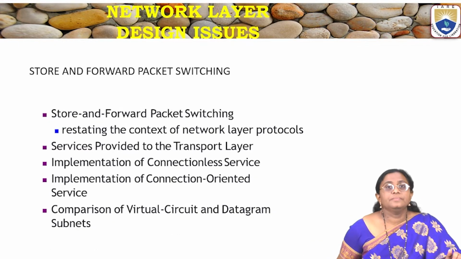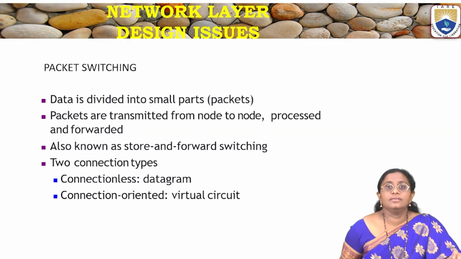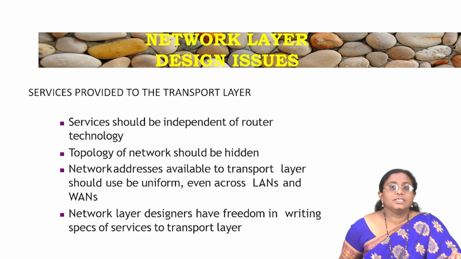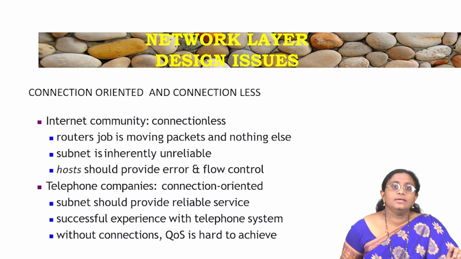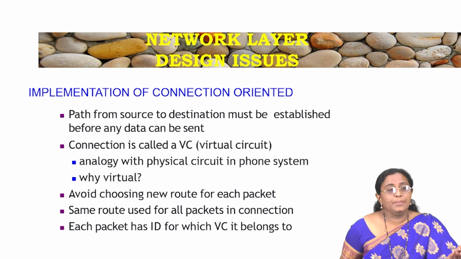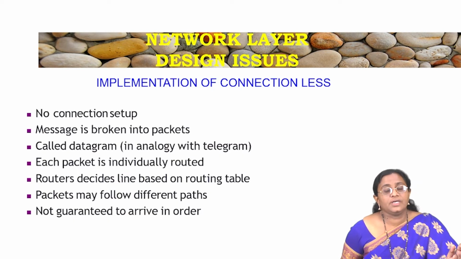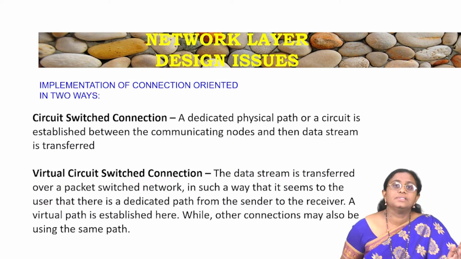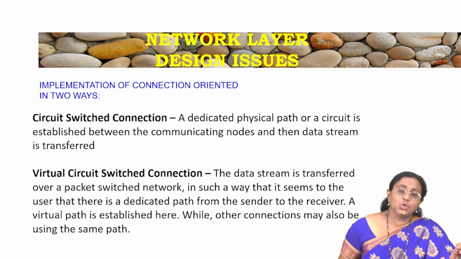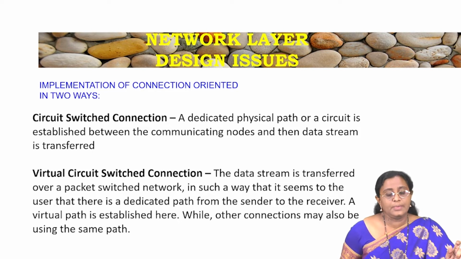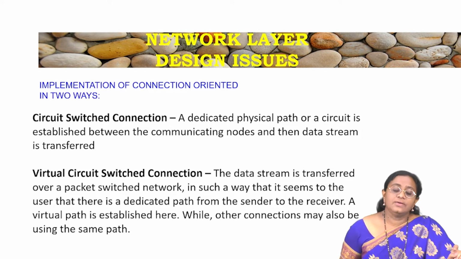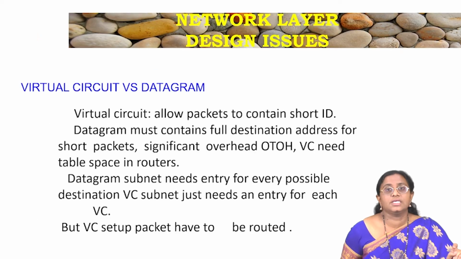After that, packet switching and circuit switching, and the services provided to the transport layer, and the connection-oriented and connectionless services, and implementation of connection-oriented service with examples, and implementation of connectionless service with examples. Implementation of connection-oriented service is done in two ways: either by circuit-switched connection, or second, by virtual-circuit-switched connection. And after that, the differences between the virtual circuit and the datagram.